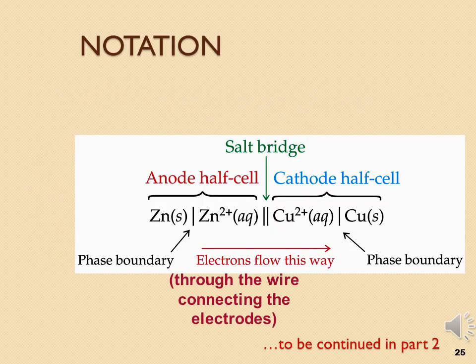In summary, we can write our cell notation for zinc and copper as shown below, where we have the anode half cell on our left hand side, then we have our cathode half cell on our right hand side, and then in the middle we have a salt bridge with the double lines, and then we have the phase boundaries, which represent our half cell with a single line. Electrons flow this way, from the left hand side to the right hand side. We call this a cell notation, which represents the galvanic cell.